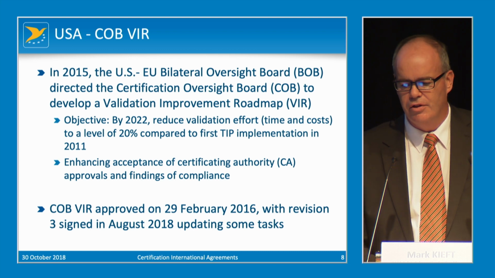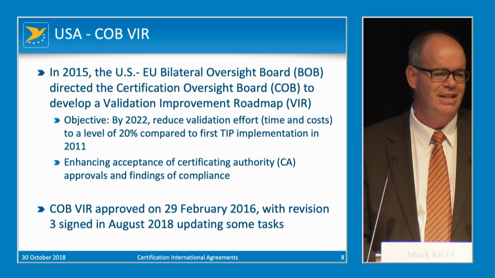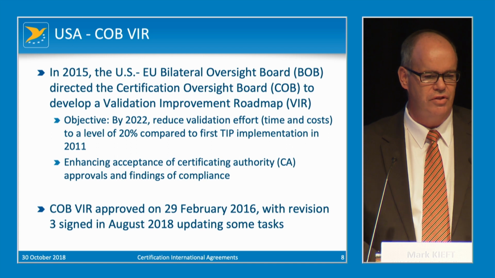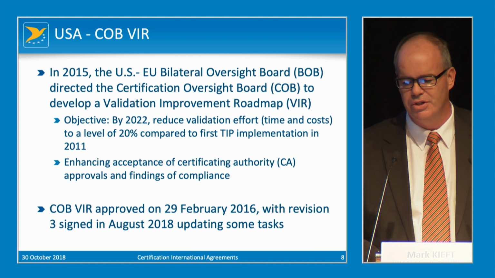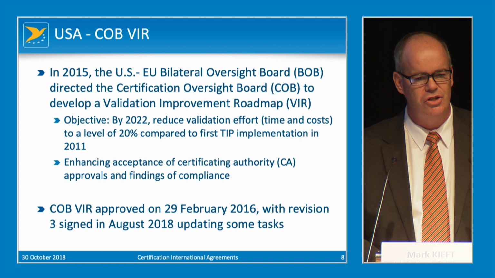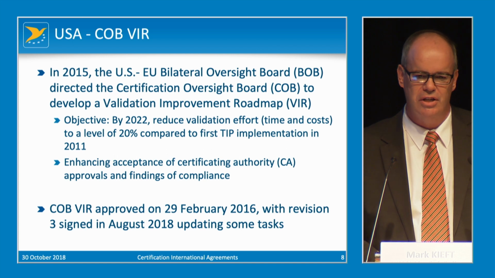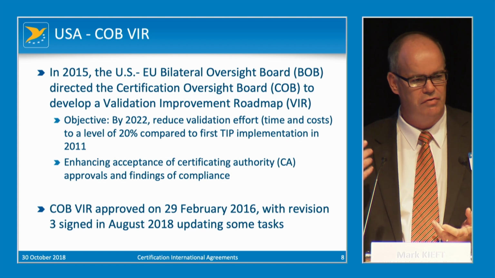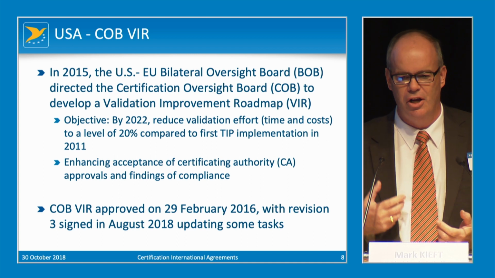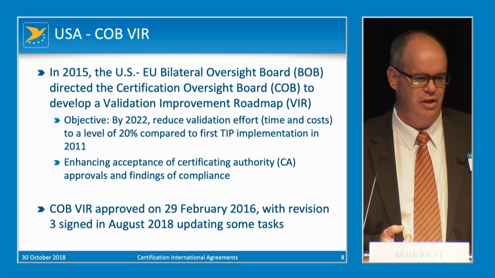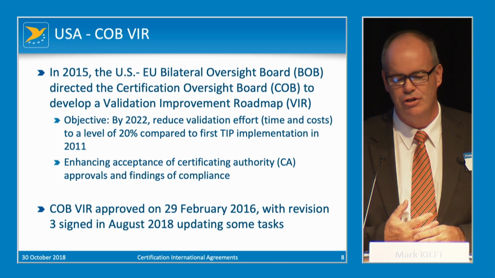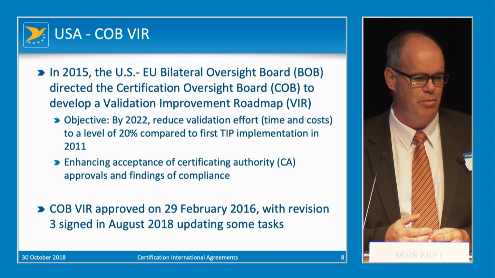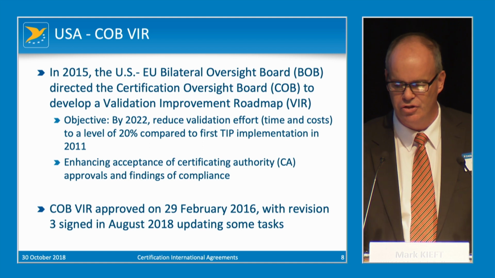The VIR, the Validation Improvement Roadmap. The FAA and the EASA have signed this document. This document is to reduce the level of validation that we both perform on each other's activities. One party certifies, the second party validates. It shouldn't be 100% validation of what the certifying party did. This validation roadmap is a step-by-step approach to reduce the level of validation.